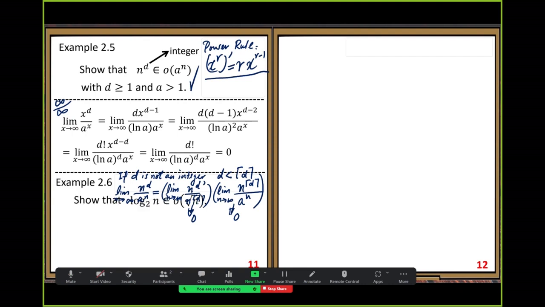2.6. Yeah. All right. So this time. Sorry, there is still not enough space here.